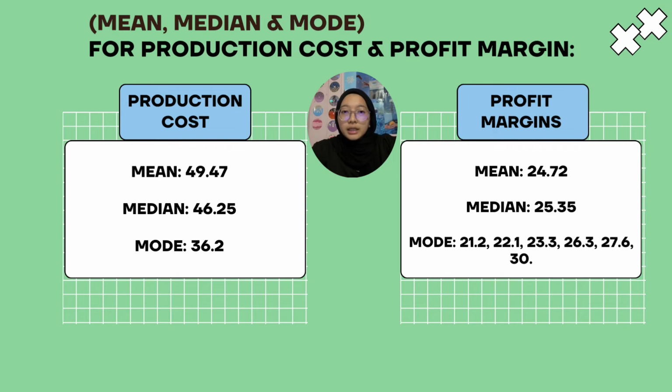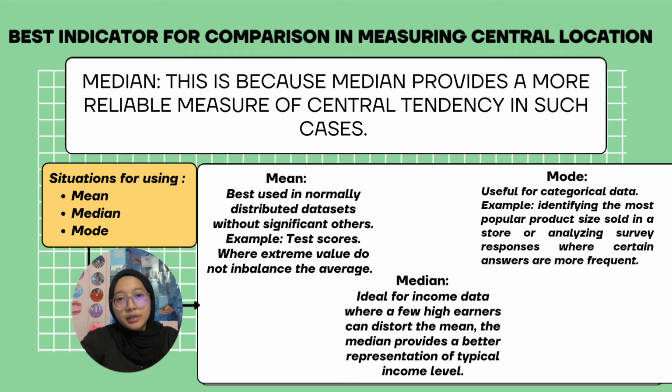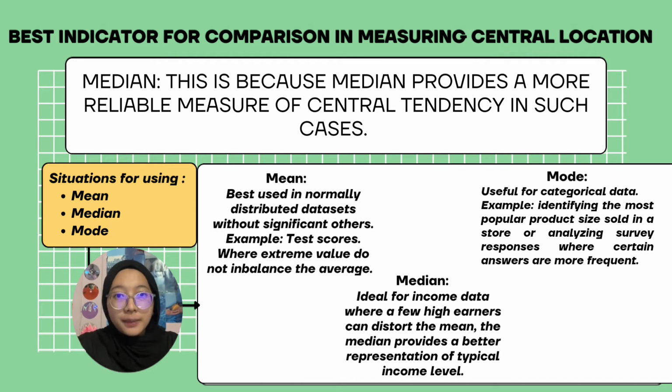But for the mode, it is slightly different because it has 6 data that frequently appear in the dataset, which are 21.2, 22.1, 23.3, 26.3, 27.6, and 30. Each of these data appears 2 times. The best indicator for comparison in measuring central location is the median, especially in datasets that are imbalanced or contain outliers. Median also provides a more reliable measure of central tendency in such cases.